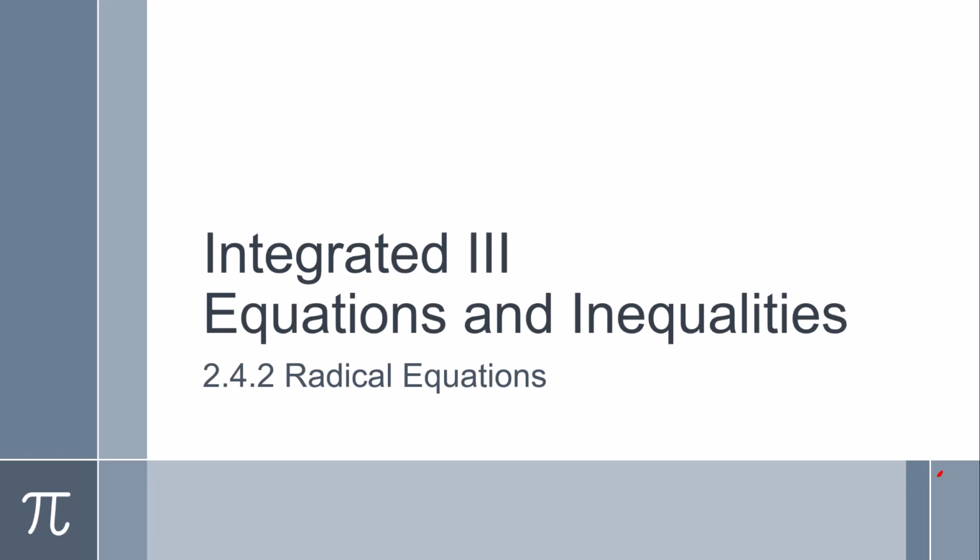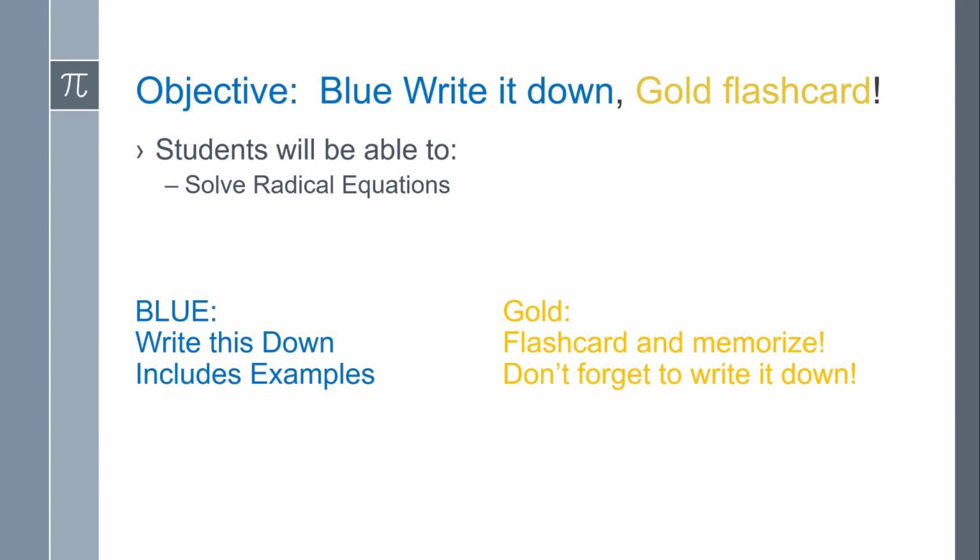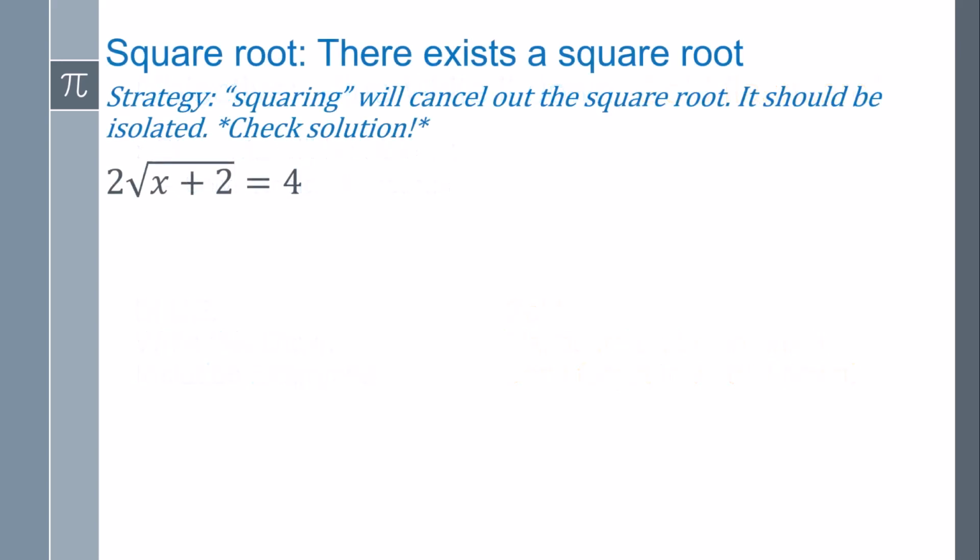This is going to be section 242, and we're going to look at radical equations. So we're going to solve basic radical equations in this lesson. The strategy behind solving a square root or a root is by squaring it. Now likewise, if it was a cube root, you would cube it. If it was a fourth root, you would do it to the fourth power, and so on and so forth.